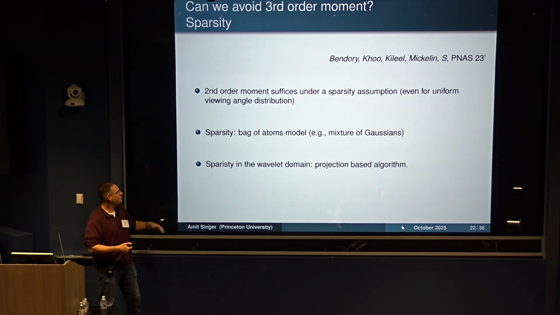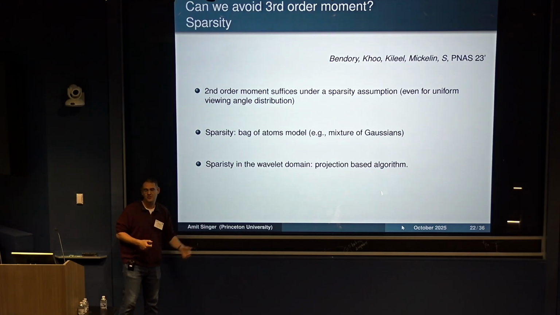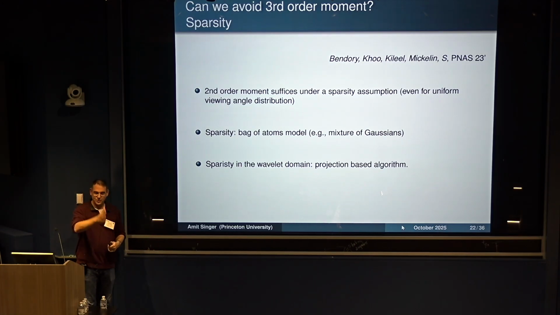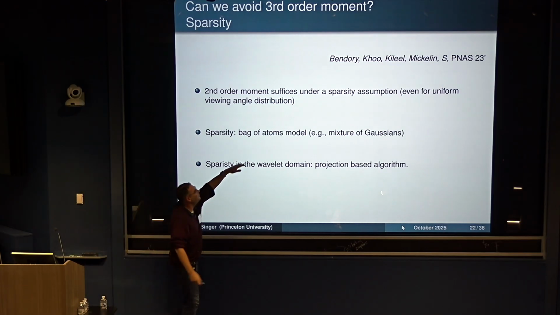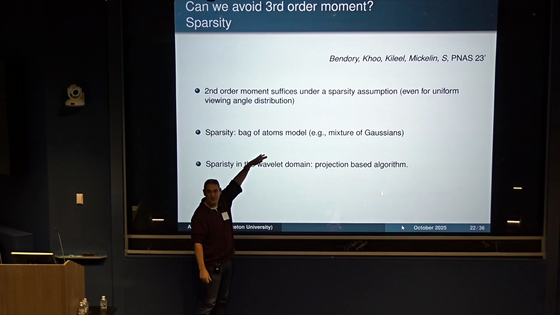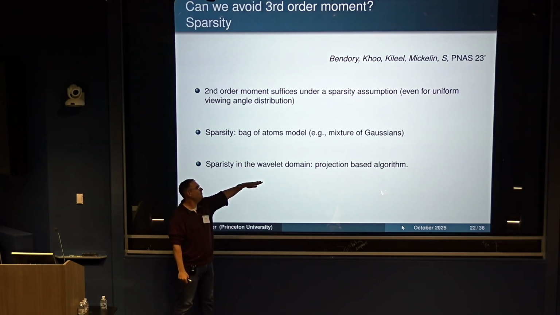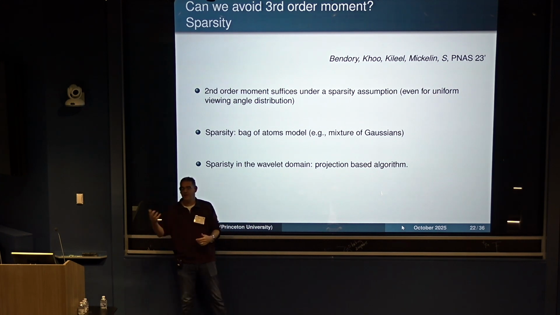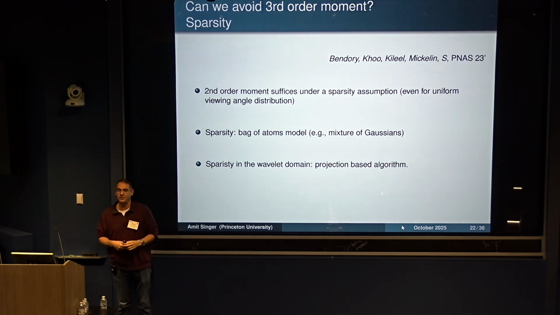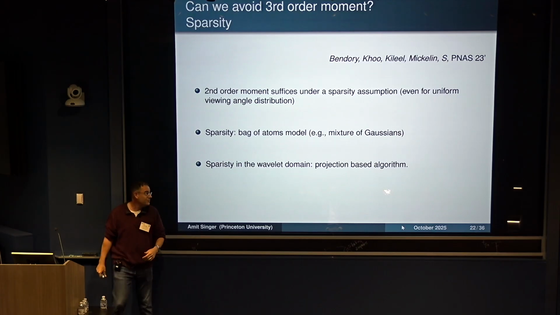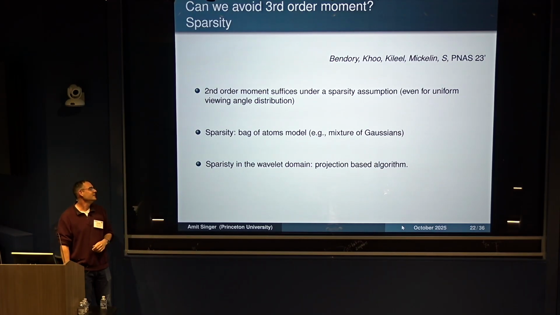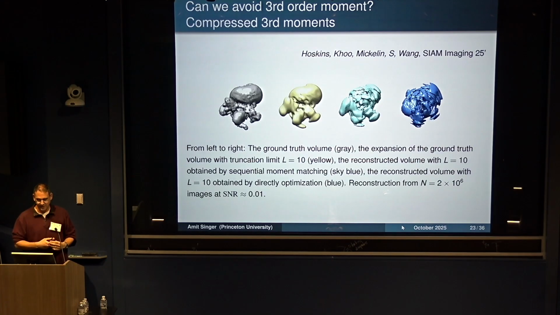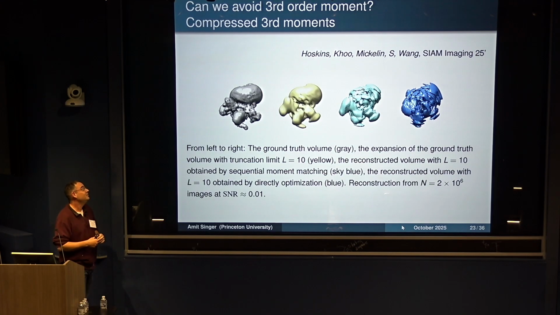Another type of sparsity is sparsity in the wavelet domain, to say that the molecule has very sharp decay of the size of the wavelet coefficients. In this case, we actually have a theorem that says that second order moment suffices. In this case, we don't have a theorem, we just have an algorithm that seems to work well. And it's based on algorithms that people use in phase retrieval, like Douglas-Rachford, or what is called RRR, reflect, and so on, algorithms. So that's for sparsity, which again you can do with just the second order moment.